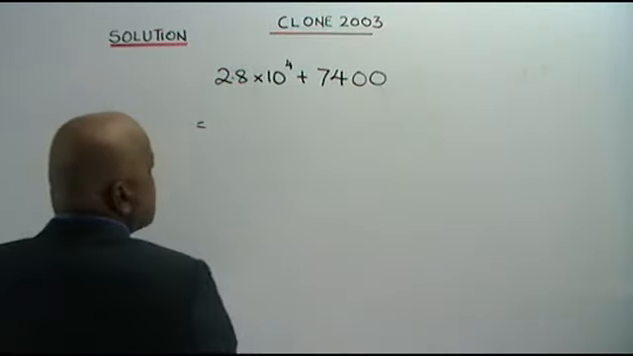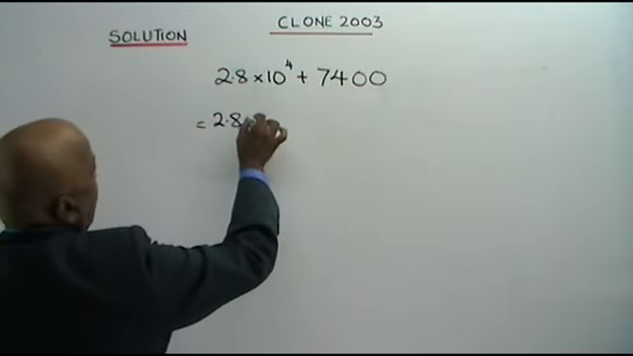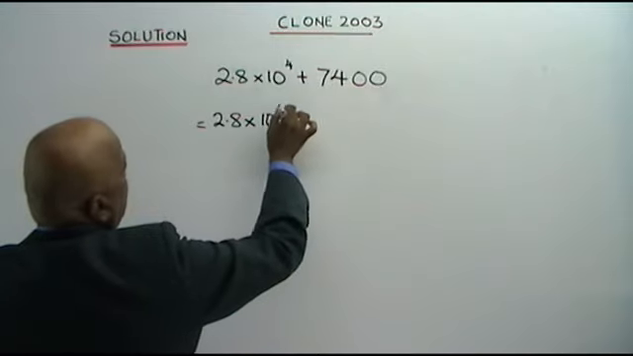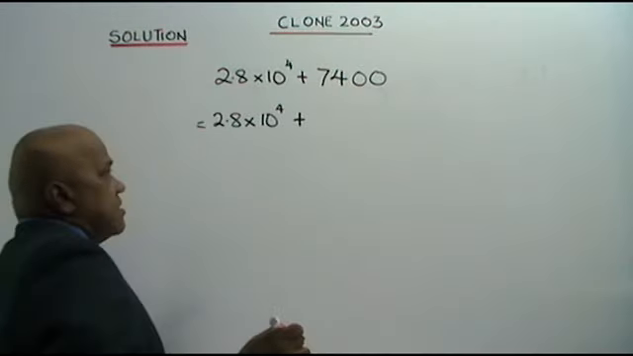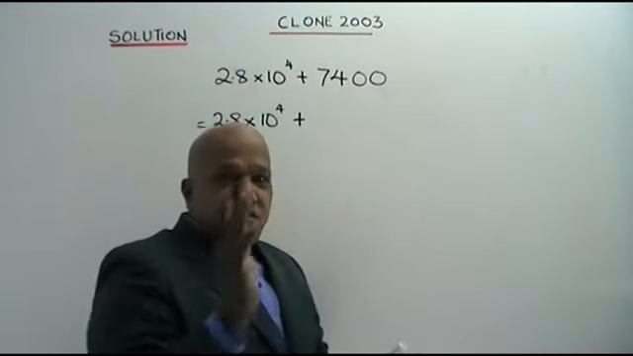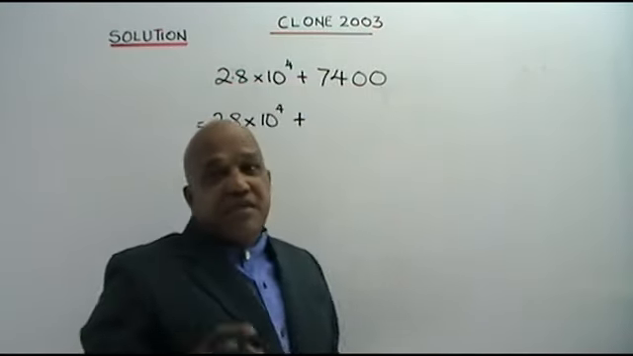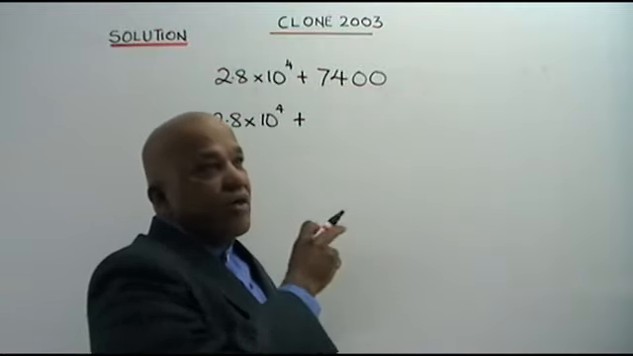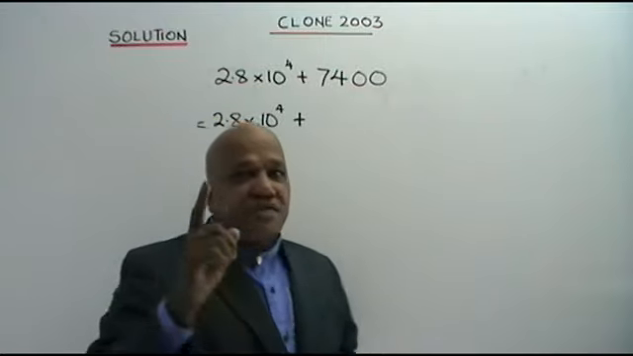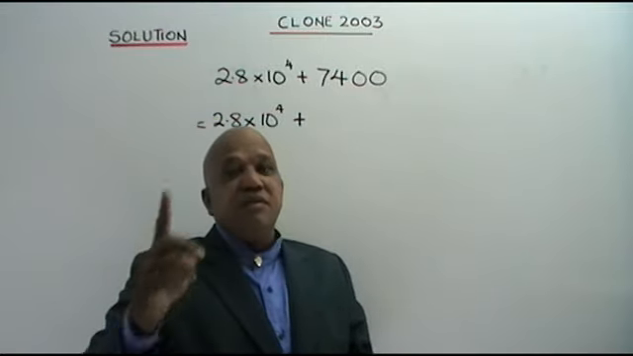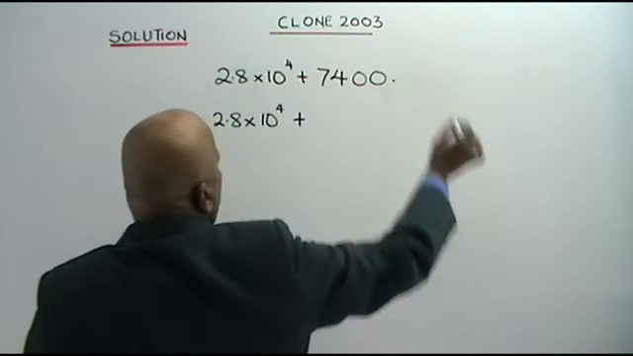Okay, let's see how this is done. Watch. 2.8 times 10 to the power of 4 plus. Now, if I convert 7400 to standard form, it becomes 7.4 times 10 to the power of 3. But I won't do that because I've got to save steps. When you save steps, you save time. Remember that.